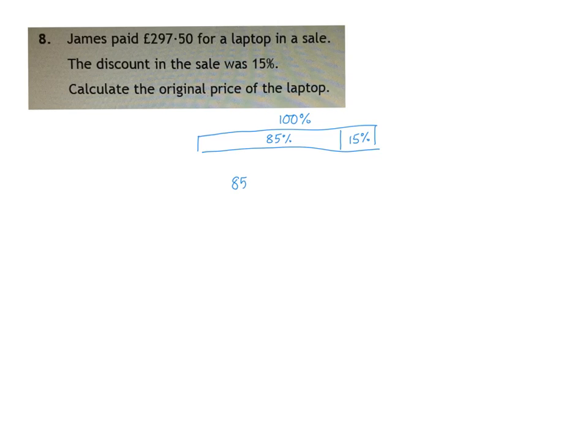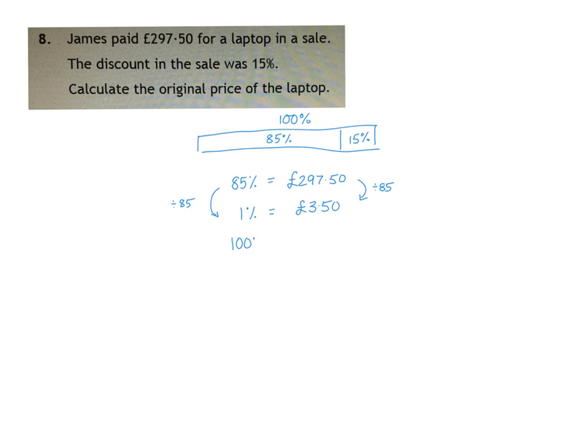So we've got that 85% is equal to £297.50. So we've now got to find the 100%, so we are going to have to get 1% first. So we divide this side by 85, so we have to divide this side by 85, which gives us the answer of £3.50. So 1% is £3.50.